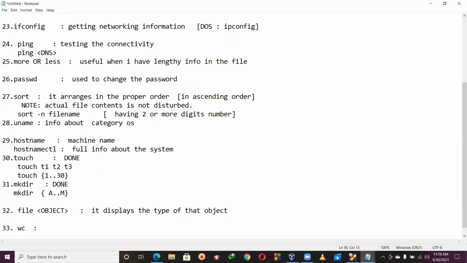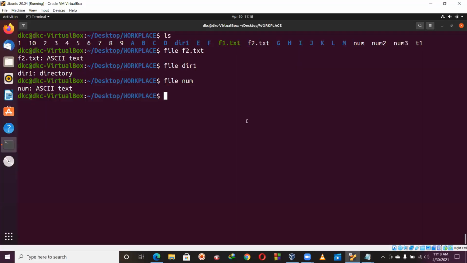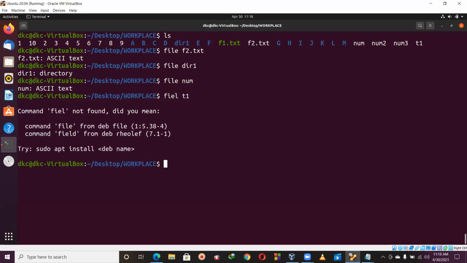Okay, fine. Next one. I hope it is sufficient, but 32, 33 commands. Already I have discussed WC. It is also done. So for an empty file it also shows ASCII text only, no? Yes. Let me check here. Don't worry. Which is the empty one here? So many empty files, T1 is empty. So here I'm showing file T1. Oh, sorry, I made a mistake.